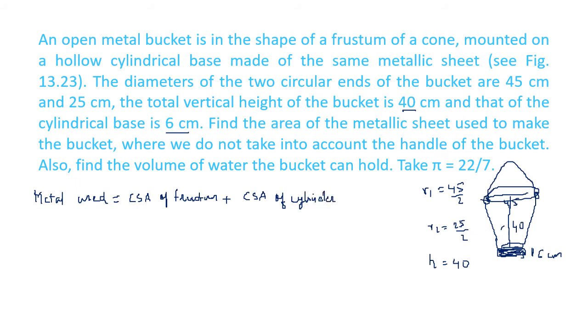Now first of all, the height of the bucket is 40, but the height of the cylinder is 6. So height of frustum will be 40 minus 6 equal to 34 centimeter. Okay, and to know the curved surface area we should know the value of L. In the formula we need to use the L. So how did we find L? Do you remember the formula now?